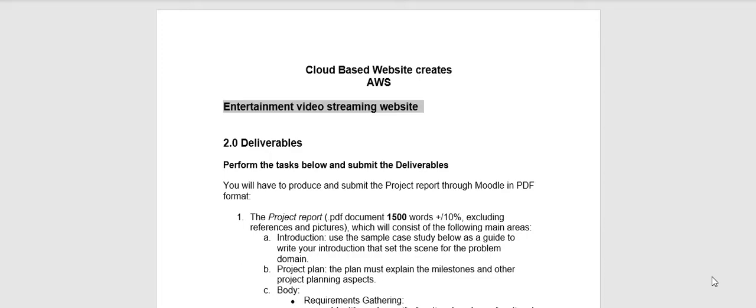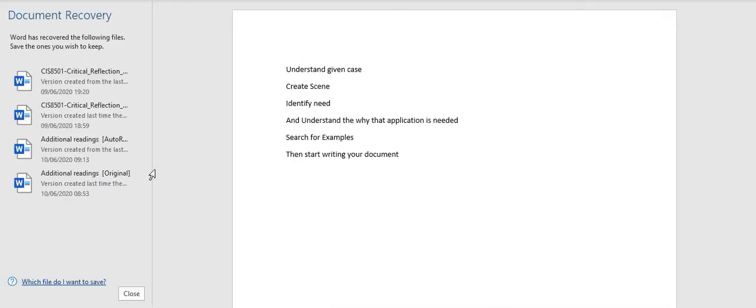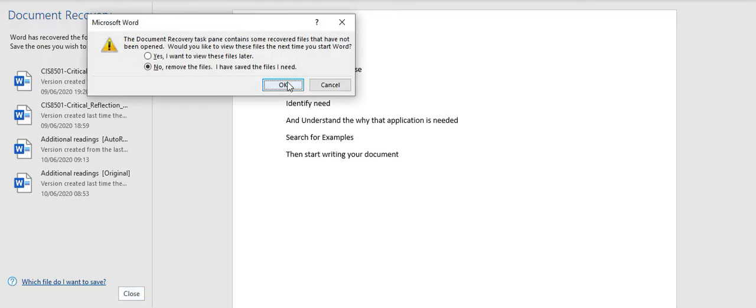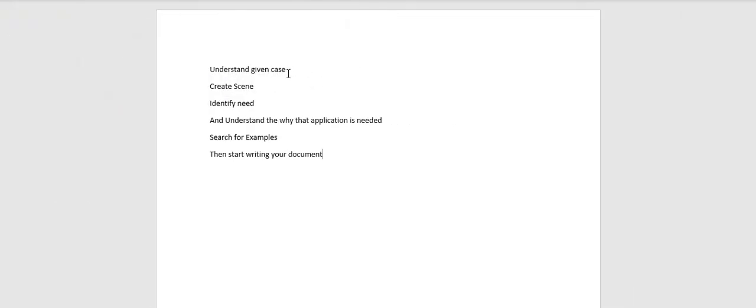Before starting to write or report the document, it is very important for you to understand some of the basic things. So you need to follow these steps. First one is understand the given case study. What is the given case study, and what is the purpose of it.